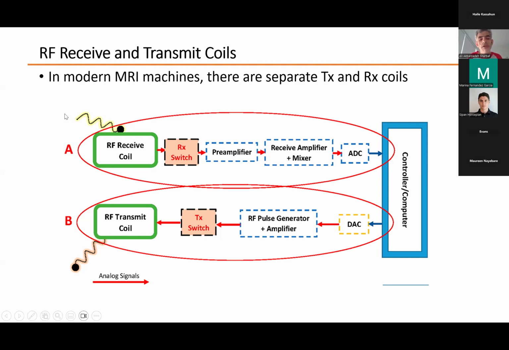And on the receive side, when the signal is picked up by the receive coil, the signal is pretty weak, so it has to be amplified and then mixed with the signal, digitized, and then sent back to the computer for post-processing.